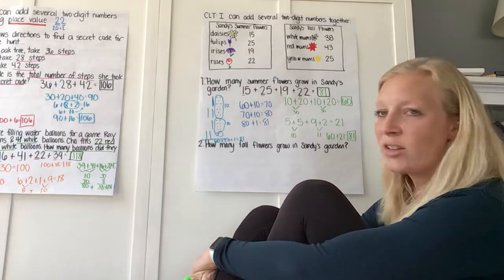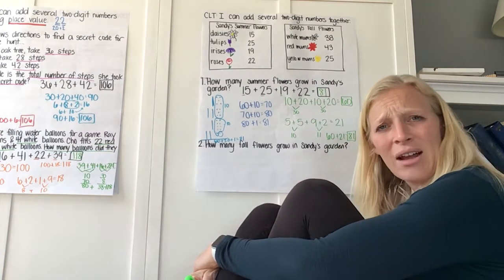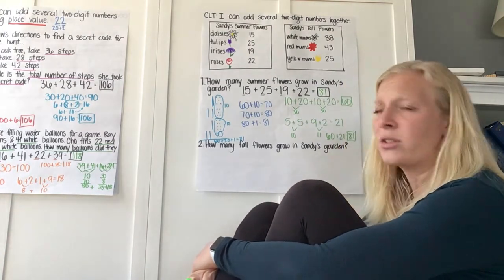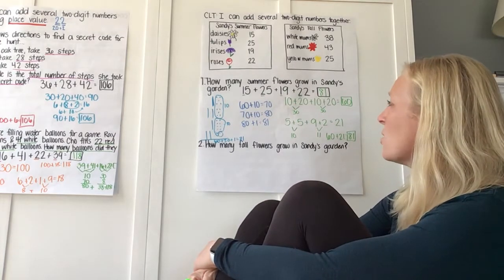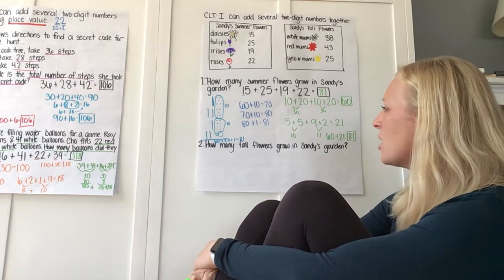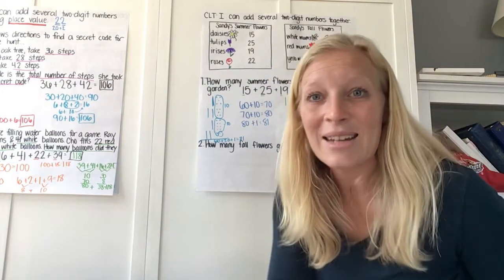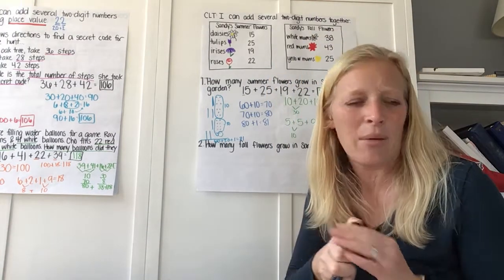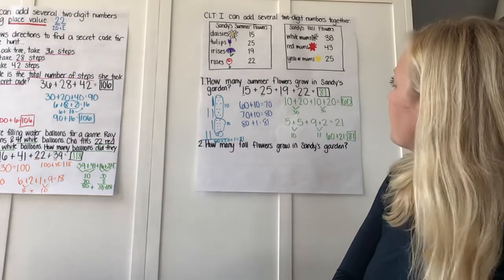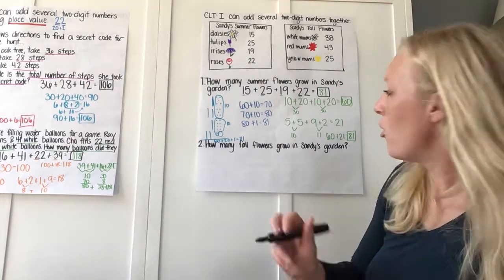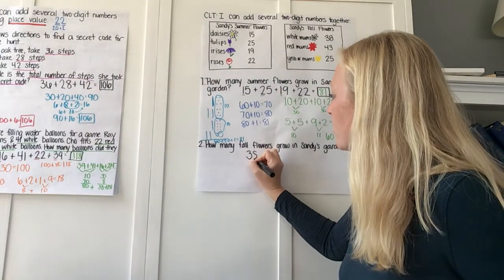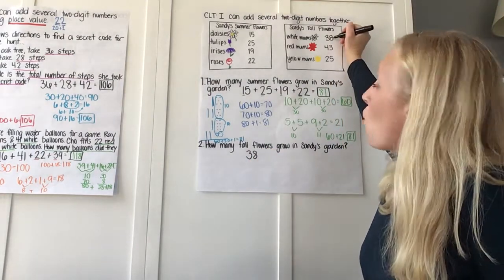Let's see if we can use a little bit of that information to help us figure out how many fall flowers she has. So she has 81 summer flowers. How many fall flowers does she have? What equation would we write to match this problem that we're trying to solve? Why would we put a 38 first? Okay, so that's the white mums.